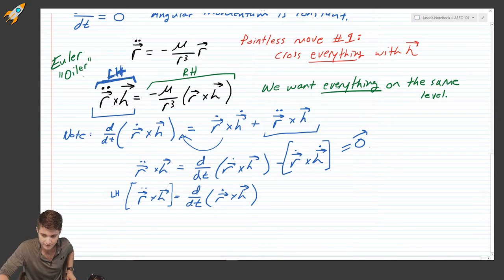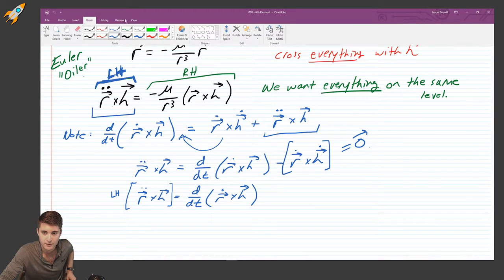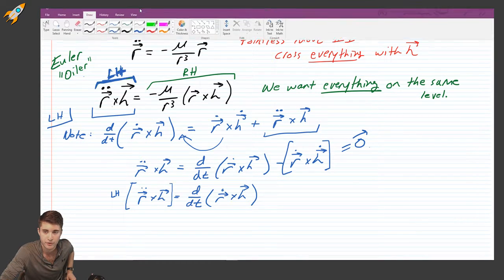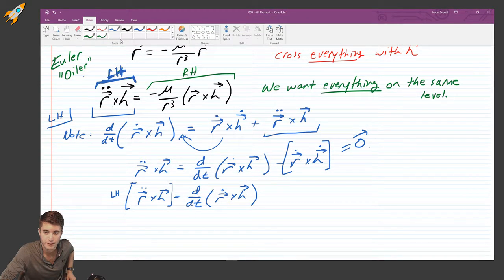So, we've got this, all right? And we're going to leave this as is for now, and we're going to work on the right-hand side now. So, LH right here. Now we're going to work on the right-hand side. And the right-hand side is right here.